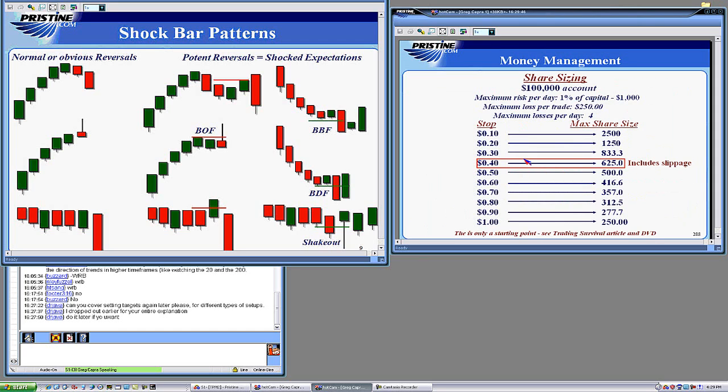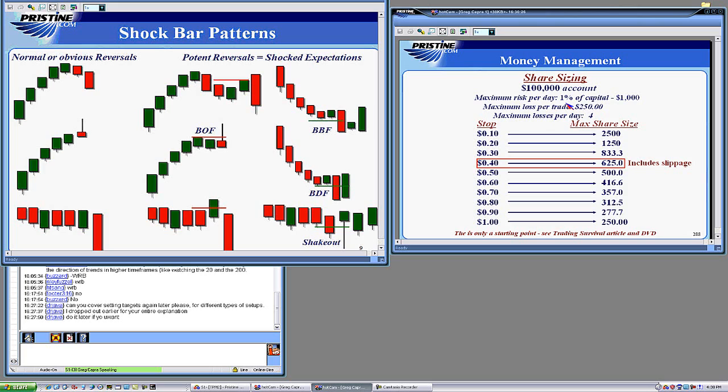Now, based on where your stop has to be, we need to calculate share size. This is something that you need to do prior to the trade: being aware of different size stops and how many shares you're going to trade based on that. Let's say you've got a $100,000 account. It's just some guidelines. You make adjustments for that. I'm not saying that you should risk 1% of your capital on any given day. But the idea is to decide how much I'm willing to risk on any given day, where if I lose that amount of money, I'm going to stop trading.